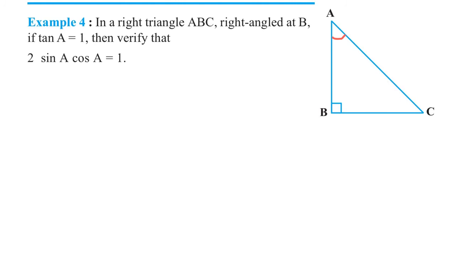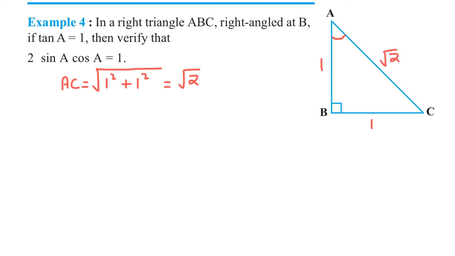When can tan A be 1? When the opposite side and the adjacent side are the same, because when they both cancel out, they become 1. So let's take BC as 1 and AB as 1. Can you now figure out what's going to be AC? According to the Pythagoras theorem, AC is going to be equal to square root of BC squared, which is 1 squared, plus AB squared, which is 1 squared, and that's going to be square root 2. So AC is going to be square root 2.